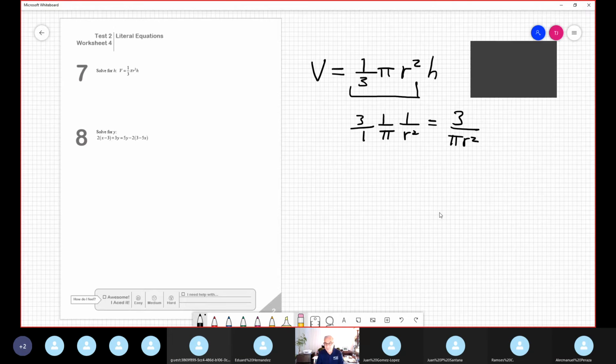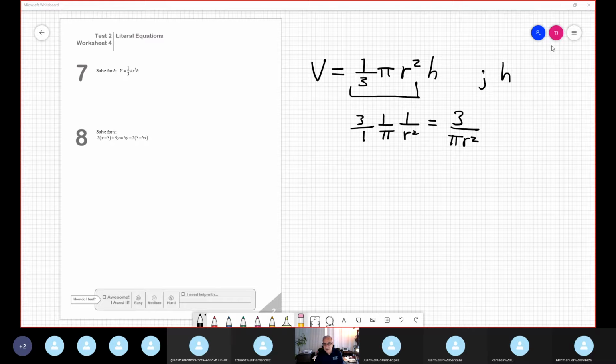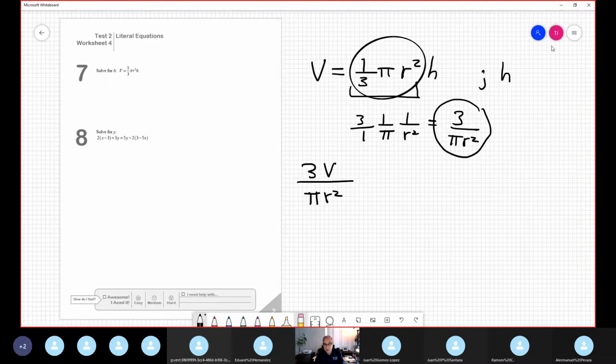So now, if you multiply both sides by this number, it is 3b over pi r² equals h, because when you multiply this times this, it's obviously 1, because it's the reciprocal. Okay.